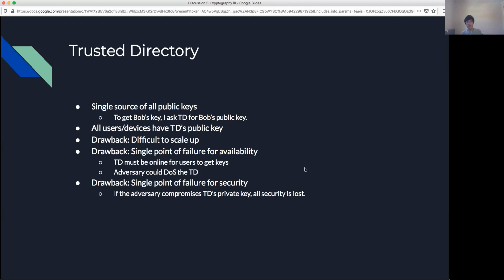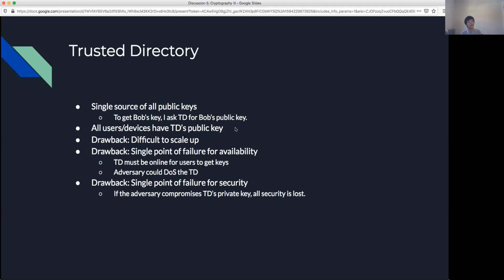And we talked about some drawbacks. Mainly, it's difficult to scale up. If you have one entity with every single public key for all people ever, it's kind of a single point of failure. And along those lines, it's a single point of failure for availability. If the adversary just DoSes, denial of service, the trusted directory, then suddenly no one can get anyone's keys. And it's also a single point of failure for security, because if the trusted directory's private key is compromised, then all bets are off. Security is completely compromised.